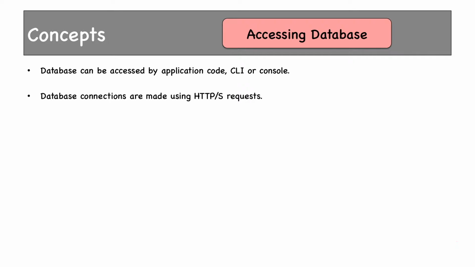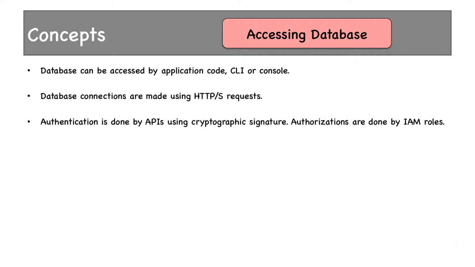Database connections are always made using HTTP or HTTPS requests, irrespective of where the connection is coming from. Authentication is done by APIs using cryptographic signature. Authorizations are done by IAM roles. We know what IAM roles are. All authentication libraries are already provided in the SDKs for Java, Python, .NET, etc. programming languages. Requests are sent and received by HTTP and HTTPS protocols only.